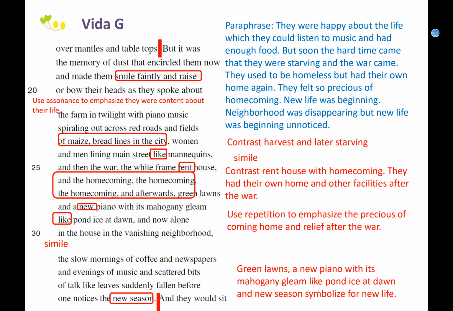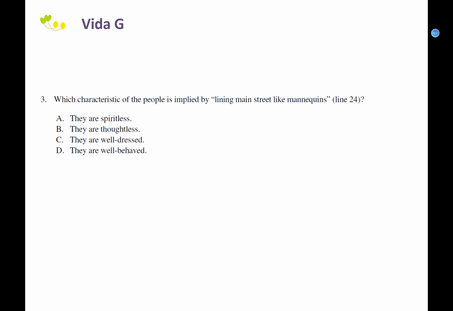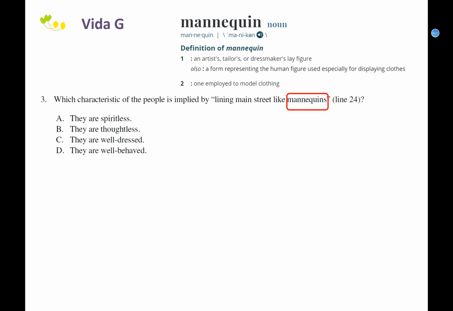So there's a simile: women and men lining Main Street like mannequins. And there's a multiple choice question after this simile. So let's look at this. Which characteristics of the people is implied by lining Main Street like mannequins? So mannequins means an artist's, tailor's, or dressmaker's lay figure, one employed to model clothing.